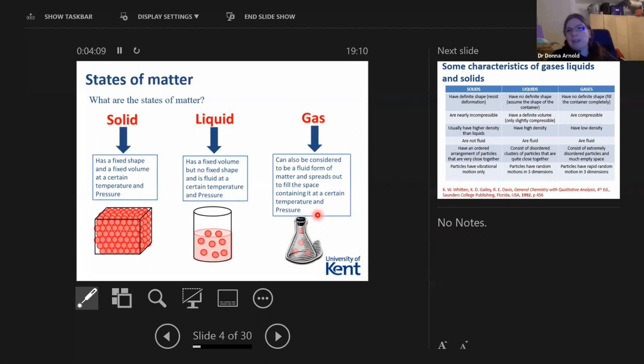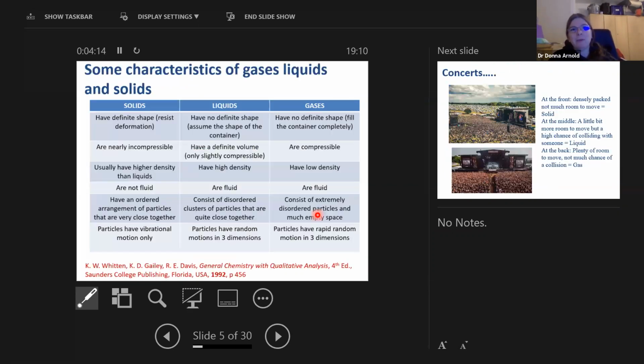So let's just quickly look at some characteristics of some liquids and gases and solids. So we said that a solid has a definite shape. It can resist deformation. Liquids have no definite shape, so they assume the shape of the container. And then gases fill the container completely.